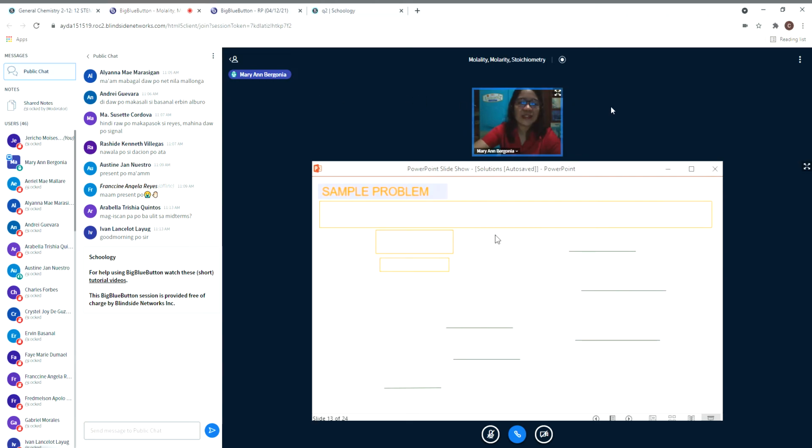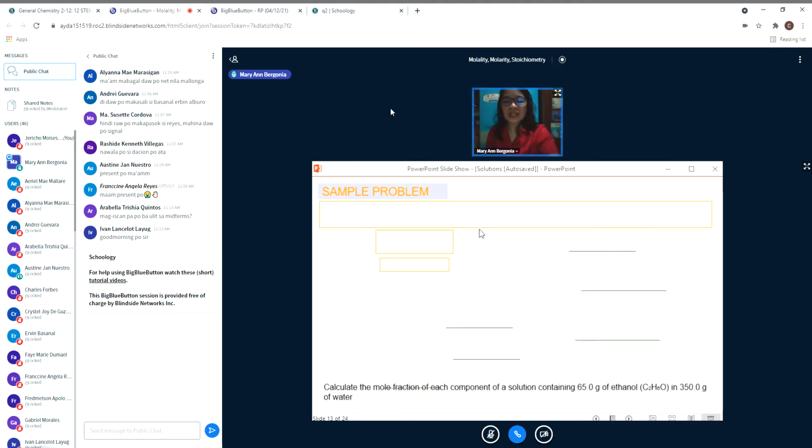Sa pagkakatanda ko, na-upload ko na sa Schoology natin last week pa. So siguro hindi binuksan ng iba or hindi na-review ng iba, pero last week pa siya nandoon. So pagka may mga ganitong situation lang, i-review po natin. So again, kunin po natin yung calculators natin.